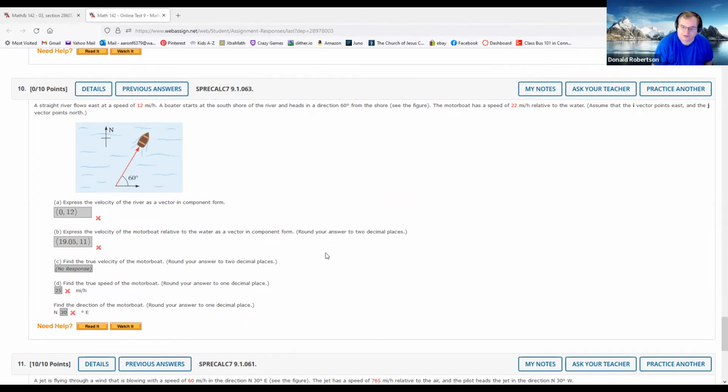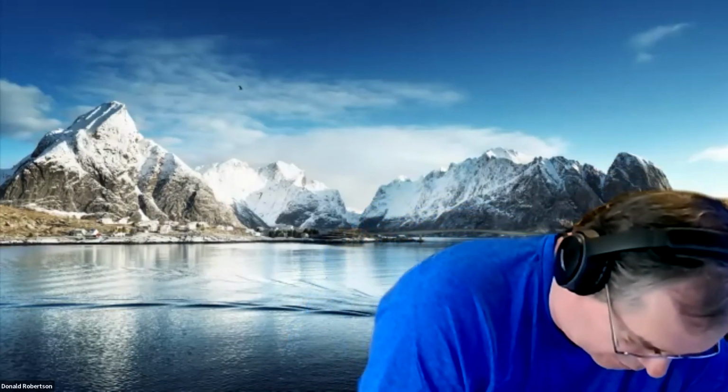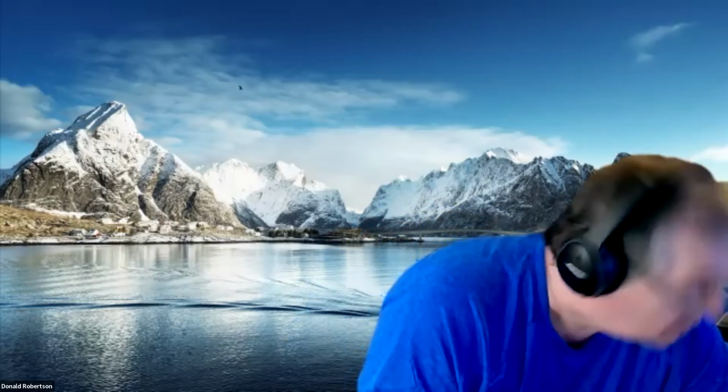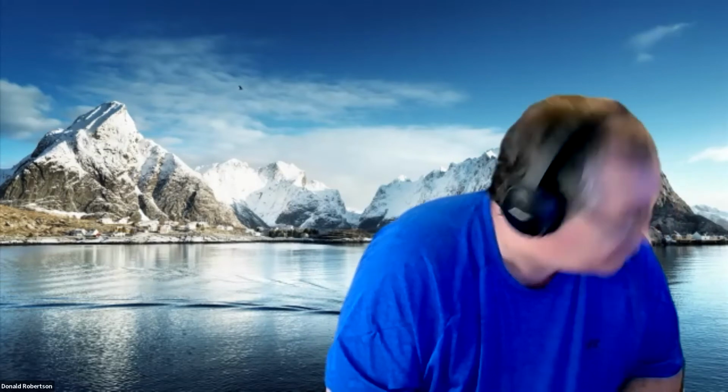Right. Okay, here we go. So we got the question, and it looks something like this. And this angle here is 60 degrees, right? And we're told that the speed is 12 miles per hour. A straight river flows east. So the river is flowing east at 12 miles per hour. That makes the river a 12, 0 guy. Agreed?